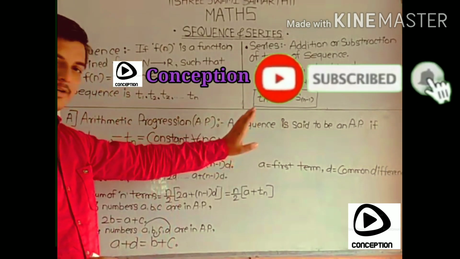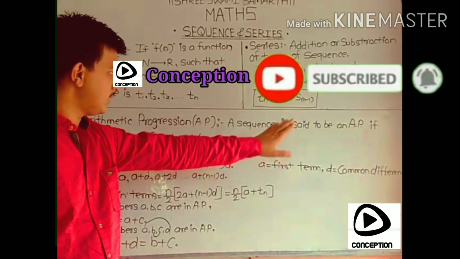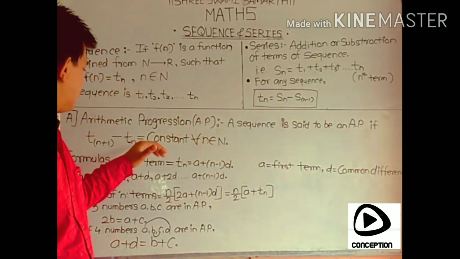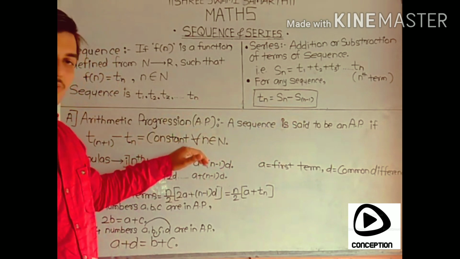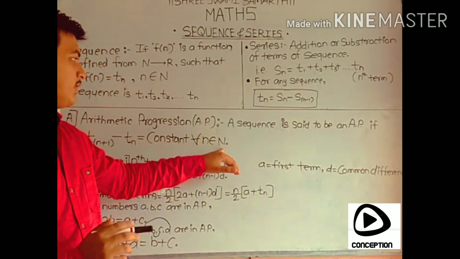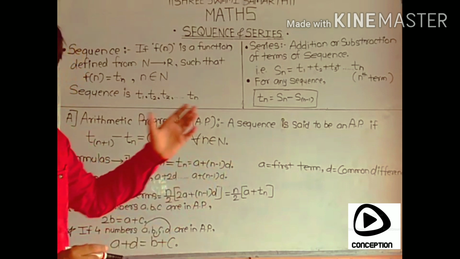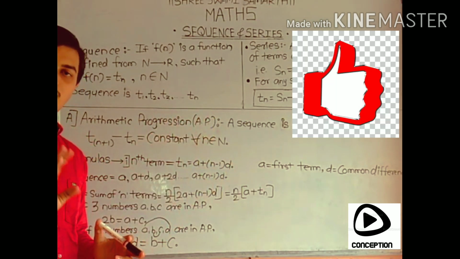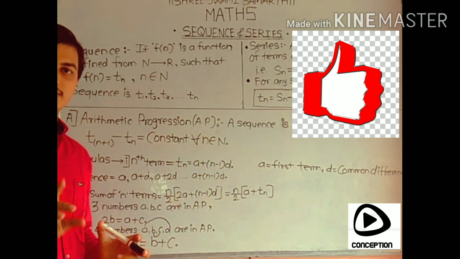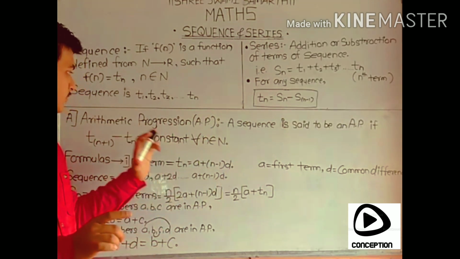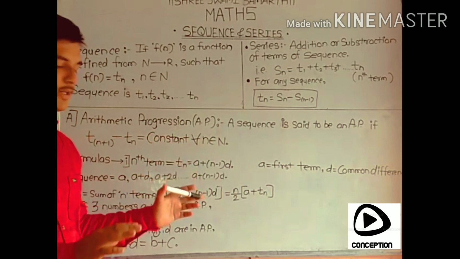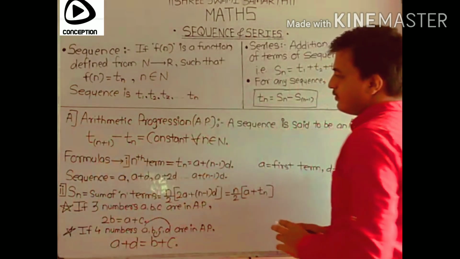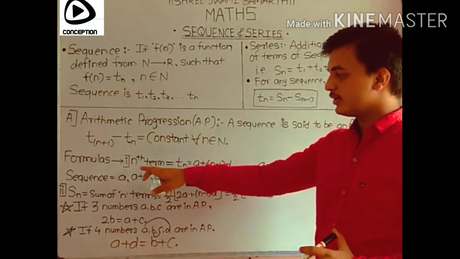The definition of arithmetic progression is: a sequence is said to be an AP if Tn plus 1 minus Tn is equal to a constant, where all n belongs to capital N. The definition itself says that the difference between any two consecutive terms of an AP has to be constant. Then and only then the sequence will be called an AP. I have written some formulas over here which will help you in solving the numericals.